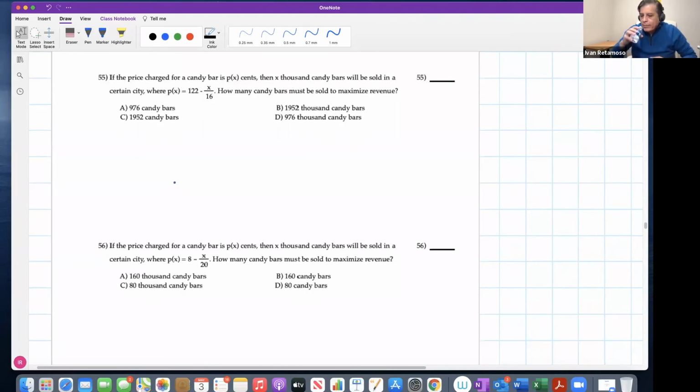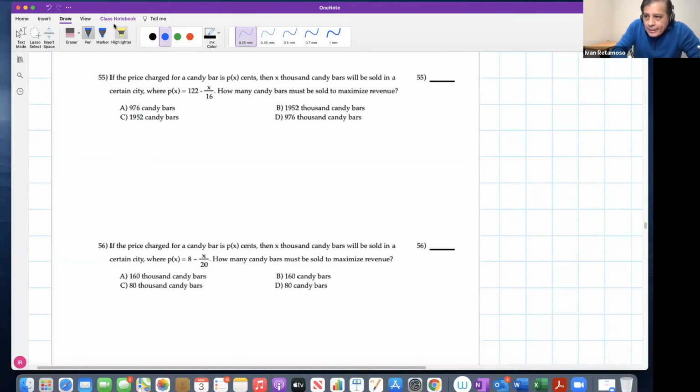Okay, time to come back. Let's try to finish this up. Question 55 deals with an application of optimization problems again. It says the following: if the price charged for a candy bar is P of x cents, then x thousand candy bars will be sold in a certain city, where P of x is equal to 122 minus x over 16. How many candy bars must be sold to maximize revenue?